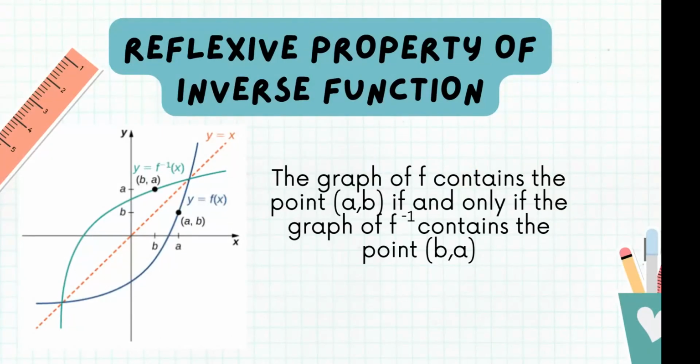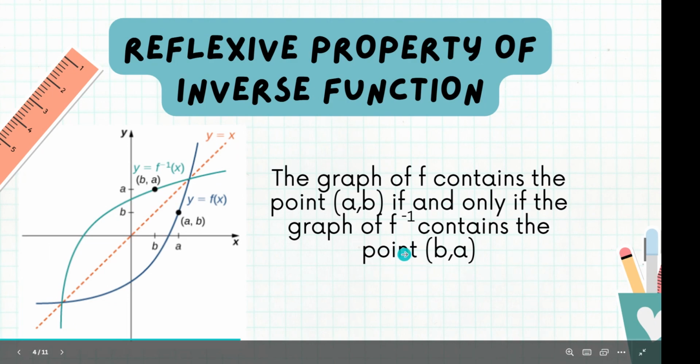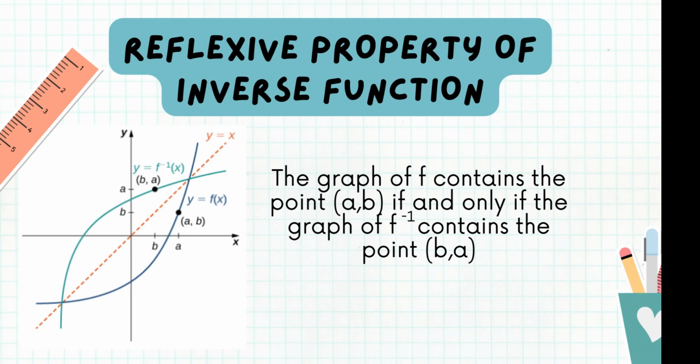So what's the reflexive property of the inverse function? Like I said, the output becomes the input becomes the output, or x, y becomes y, x. That's basically the inverse function. The word-to-word definition is that the graph of f contains the point (a, b) if and only if the graph of the inverse contains the point (b, a).